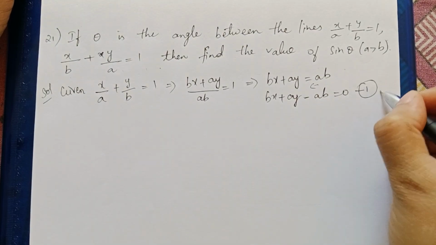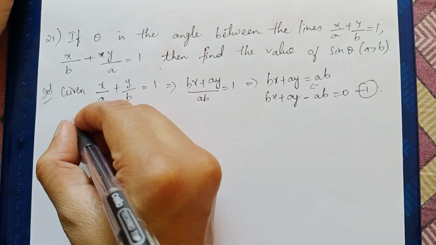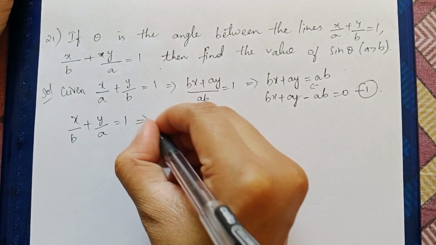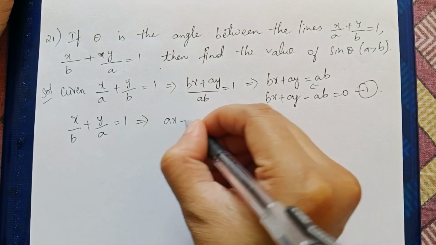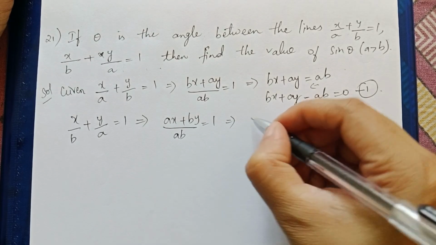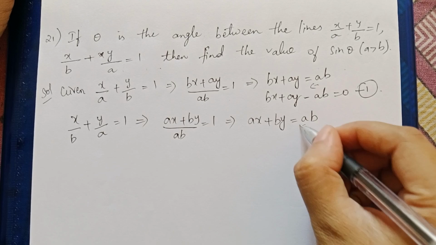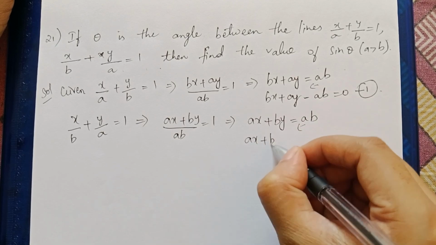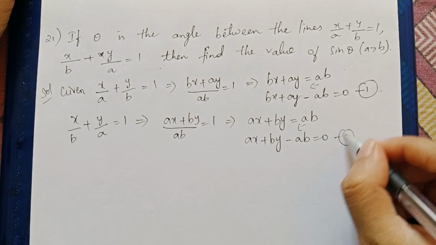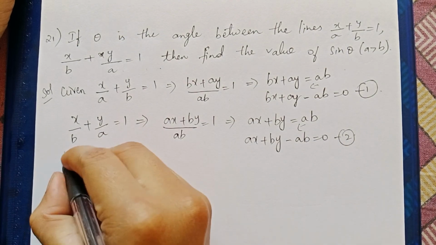Consider it as equation 1. Similarly, solve the second equation, which is x/b + y/a = 1. It can be written as (ax + by)/ab = 1, which is ax + by = ab. Bringing ab here, it is ax + by - ab = 0, which is equation 2. Now let theta be the angle between the lines.